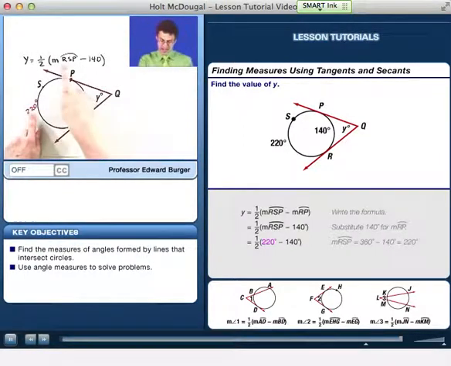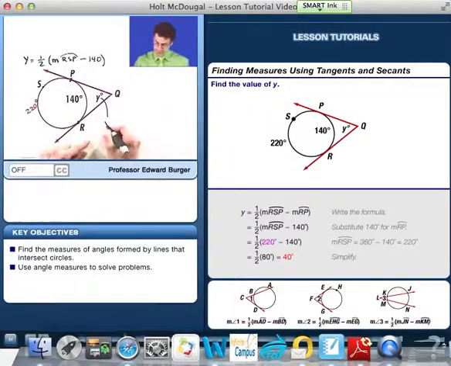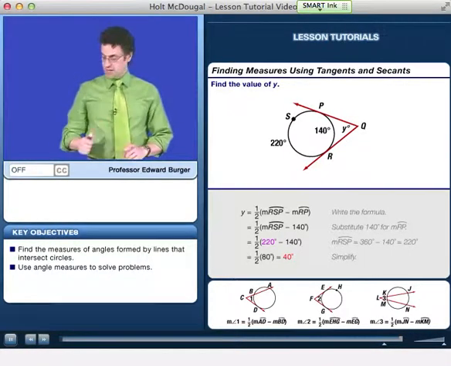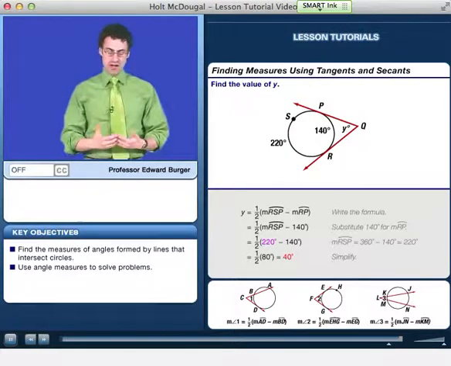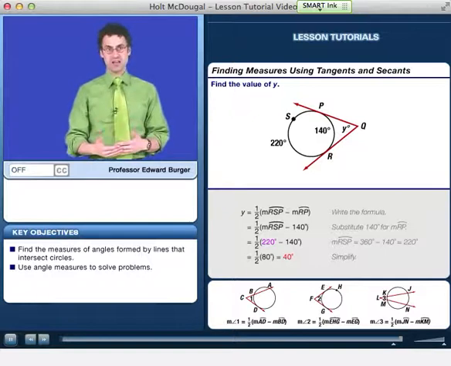Now that I've got that, I can plug it right in here, and I see 220 minus 140, which gives me 80, and half of 80 is 40, and therefore the measure of angle y is 40 degrees. So that's really cool. You can see how we can extend the notion of angles by looking at various things, including secant lines and tangent lines, and we can find those angles if we know the measures of the corresponding arcs.